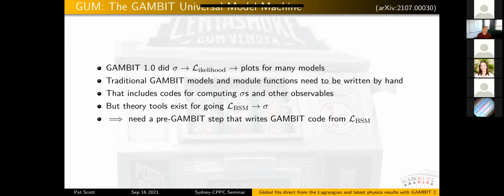It becomes clear from this that you basically need a pre-GAMBIT step that uses a lot of these existing theory tools to write a bunch of GAMBIT code based on the Lagrangian. So it calls all of these theory tools, gets the code outputs of those, and then also automatically writes a bunch of code for GAMBIT itself.